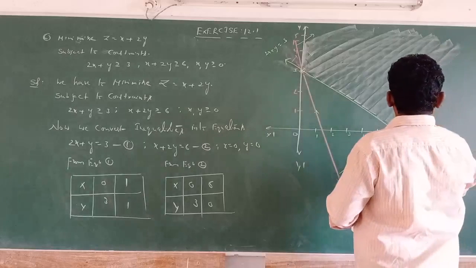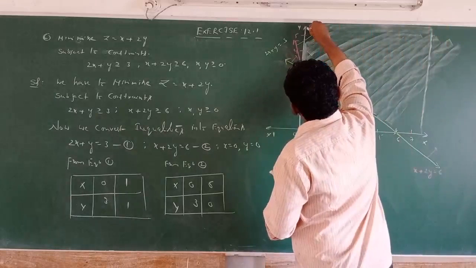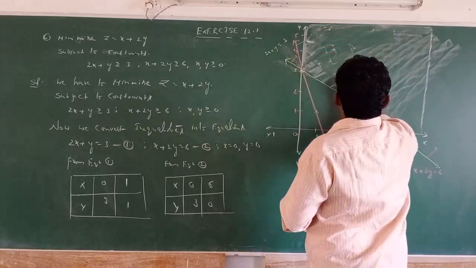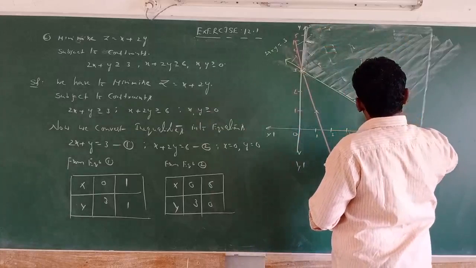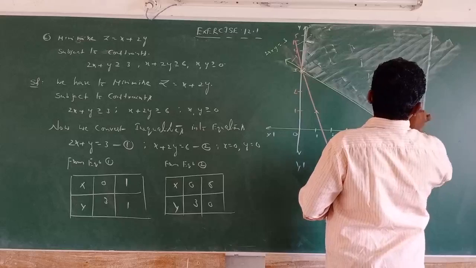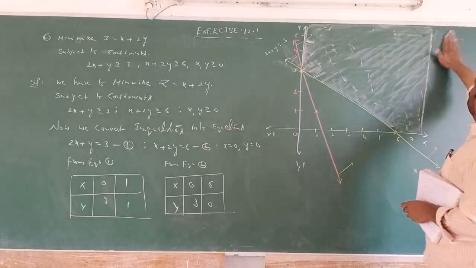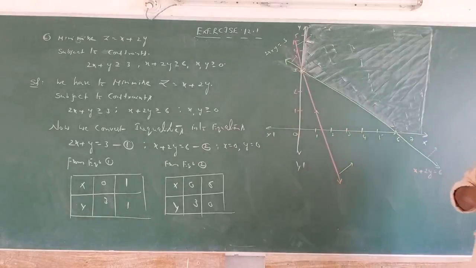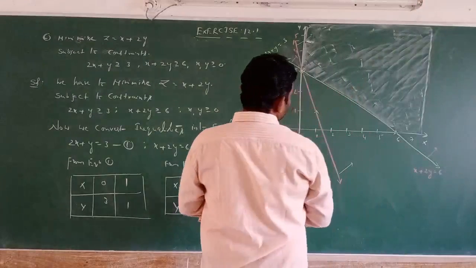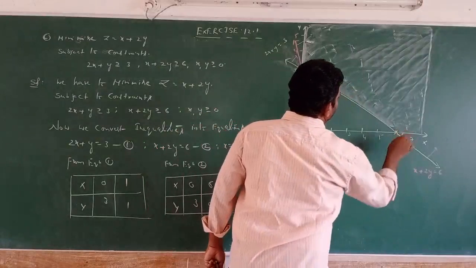Okay, so now this portion is the representative feasible region, but this is unbounded. So first we find out the values. I already explained the unbounded process. But if you take the corner points, which are the corner points? This is one corner point, and this is one corner point, and this one is another corner point.